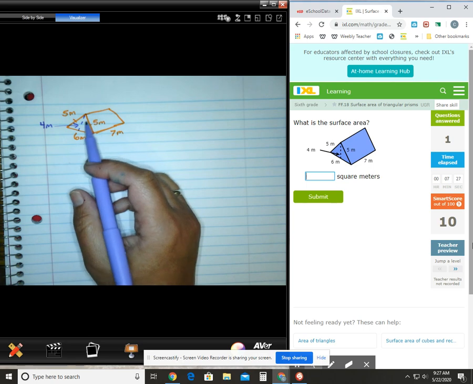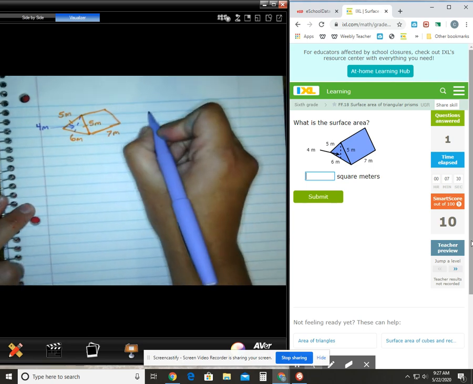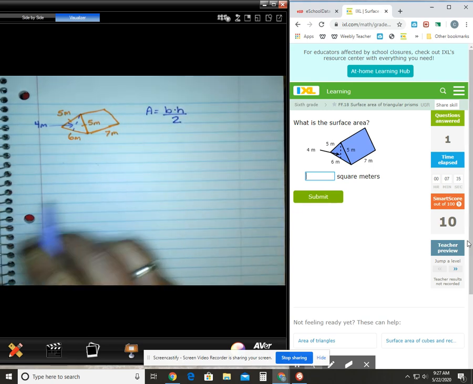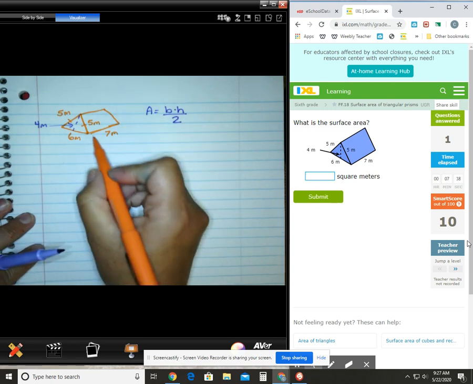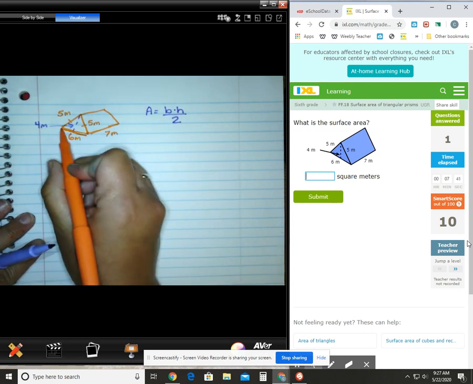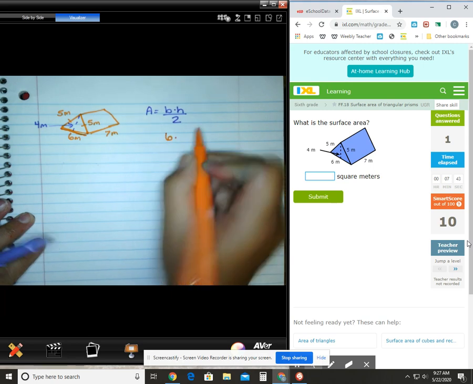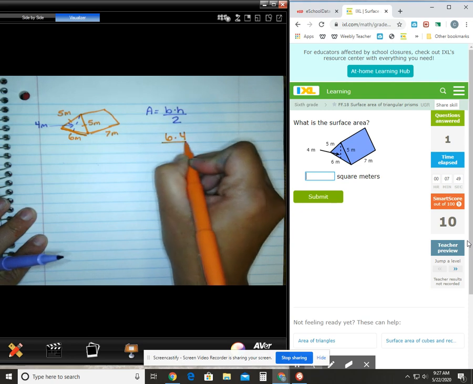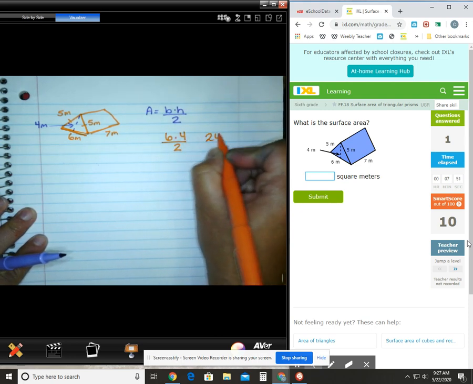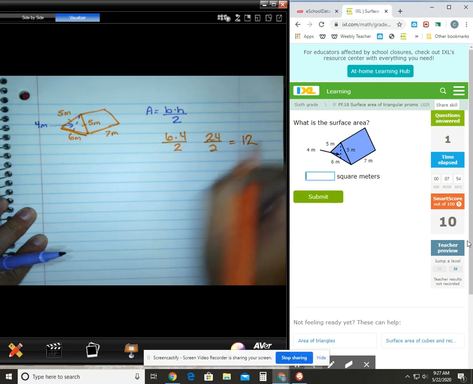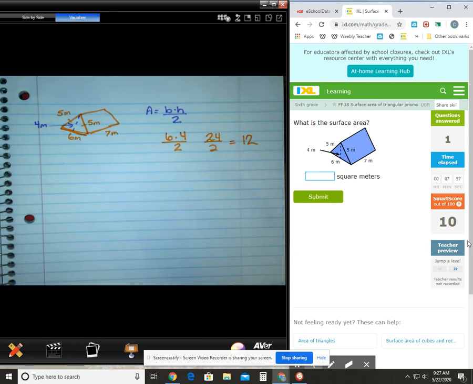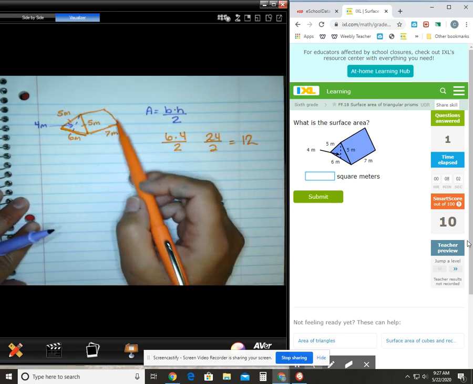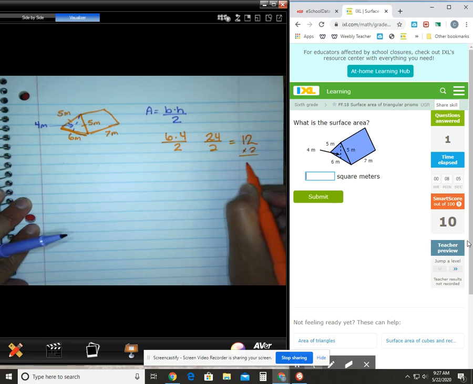okay? So, triangles first. Area is equal to the base times the height divided by 2. I'm going to plug in what I know. I know that my base is 6, okay? My height, right, the distance from top to bottom, is 4, and I'm going to divide that by 2. So I get 24 divided by 2, which equals 12, which just happens to be the same as the last problem. Okay, so I know my two triangles, because I have one in the front and one in the back. So 12 times 2 equals 24.